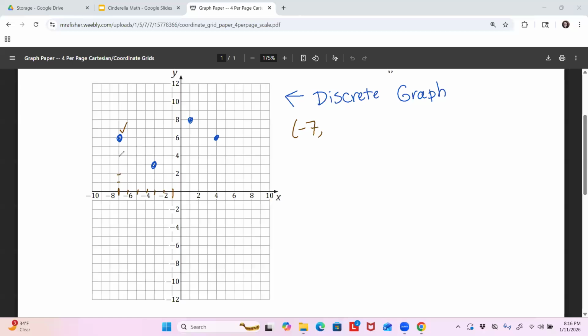Up 1, 2, 3, 4, 5, 6. And then just keep going, moving from left to right like you're reading a book, writing your points. So this one would be next. So that's over 1, 2, 3, so -3, 1, 2, 3.